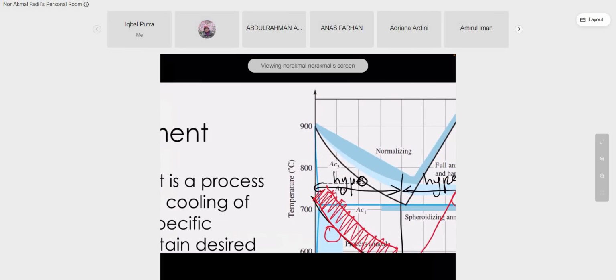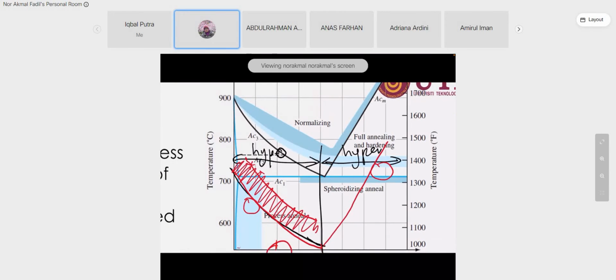Okay, let's say your alloy is 0.4. This is the AC3 point, so it is 770 degrees Celsius. You need to put an extra 50 degrees Celsius. This is how you determine the temperature.